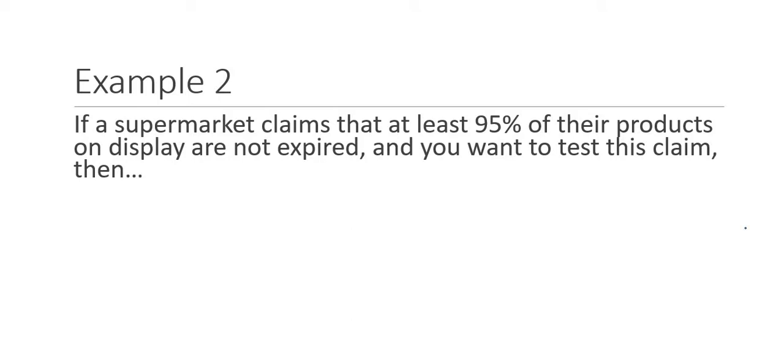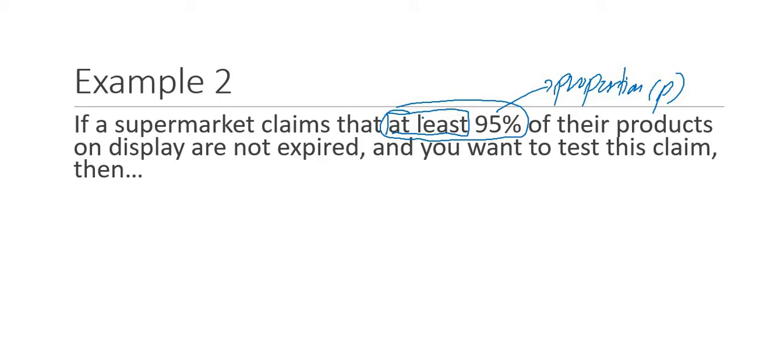So let's take a look at this problem. The claim of the supermarket is that at least 95%. Now, as what was shown previously, if it's percentage, this is talking about proportion. So we need to use the symbol P. And it says at least.